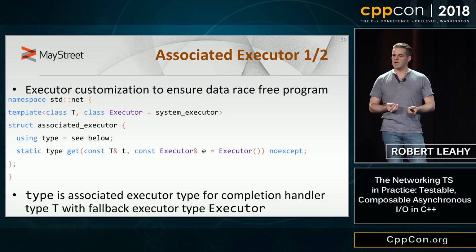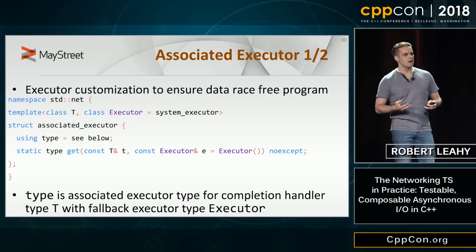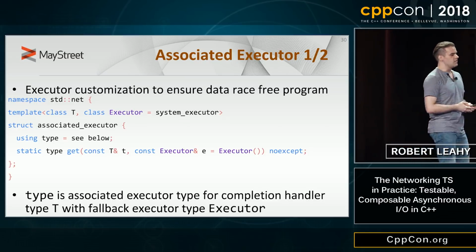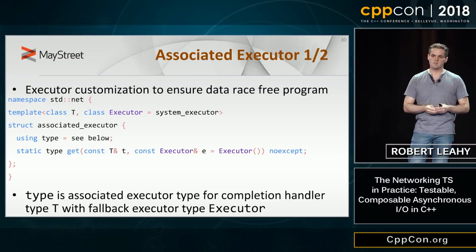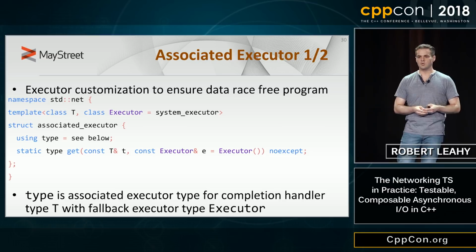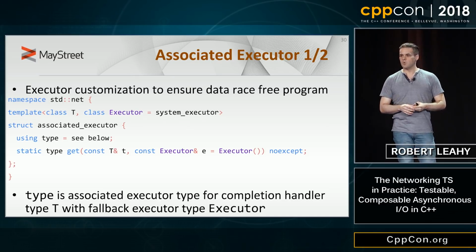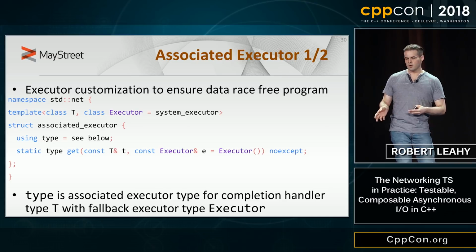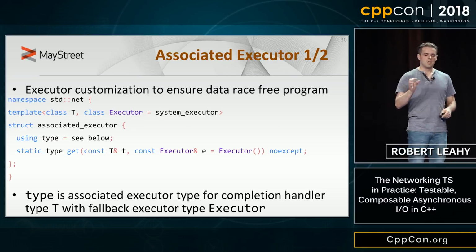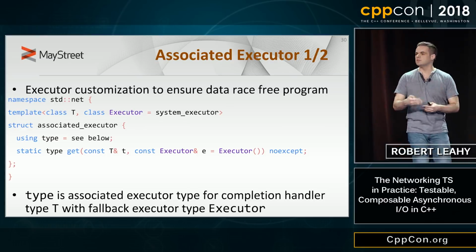The networking TS provides this customization point for exactly this. If I know that I'm running in a multi-threaded environment and that I need to not run at the same time as some other handler, I can just provide an executor which gives that guarantee. Associate it with my completion handler, pass it in, and rest easy knowing that that operation obeys the requirements of the networking TS, which our operation currently doesn't. So we need to fix that. As I mentioned, this guarantee needs to be met at every level.